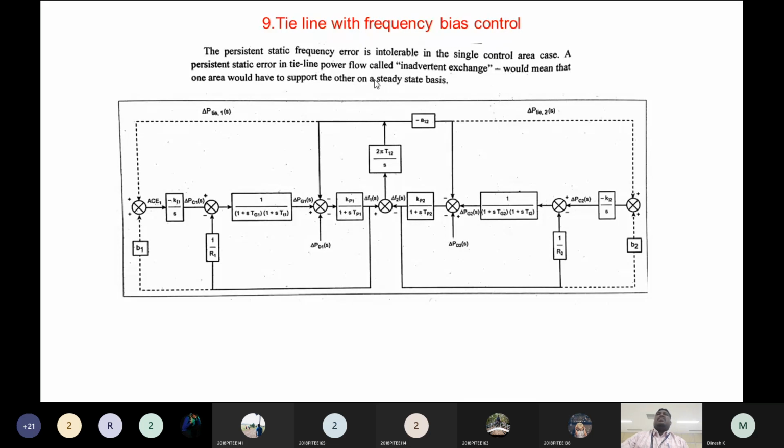Without the dotted line, this is the actual system. The dotted line shows the tie line power flow. When you have the connection of the tie line power, the system becomes more complex, and you have a considerably larger number of errors. So obviously the performance of the power system is affected.